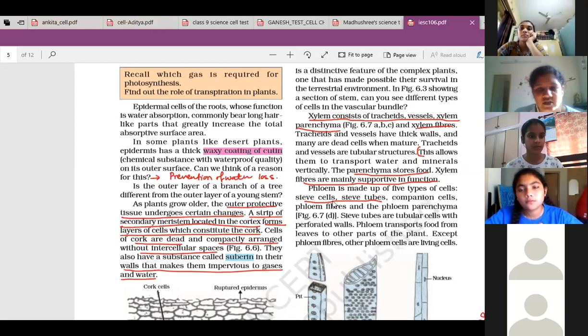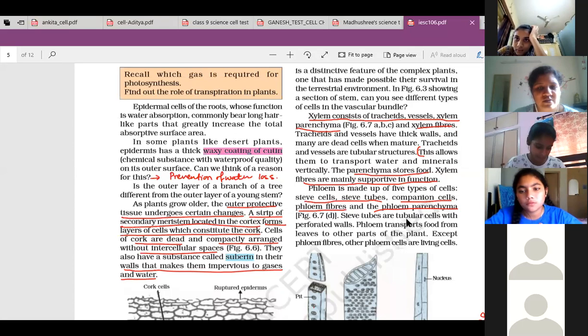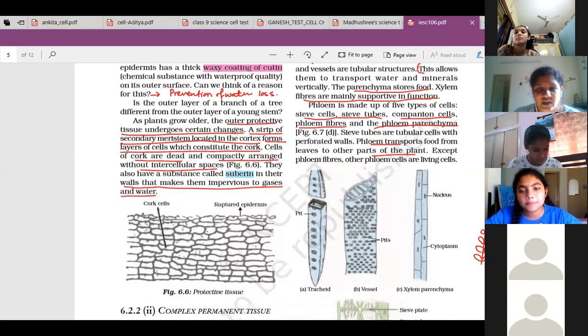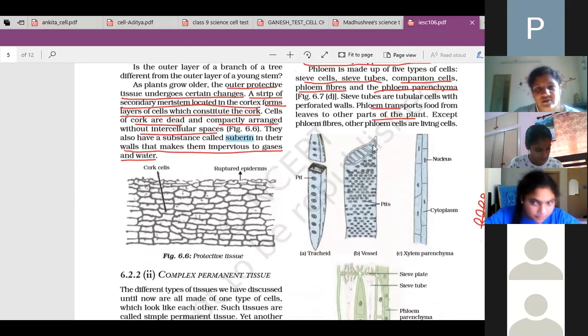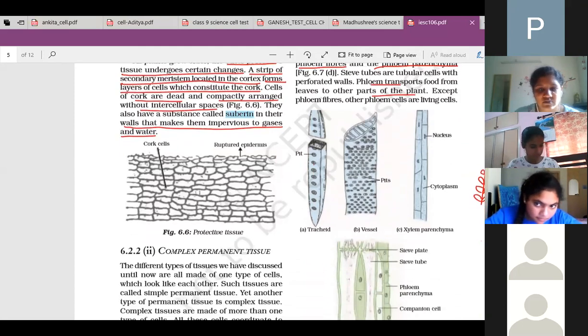So it is sieve cells, sieve tubes, companion cells. Sideway conduction is due to companion cells, phloem fibers, and phloem parenchyma. Sieve tubes are tubular cells with perforated walls. Perforated means having pores on its wall. Phloem transports food from leaves to other parts of the plant. That is the function of phloem. Except phloem fiber, other phloem cells are living cells. So therefore, it is mostly living tissue.